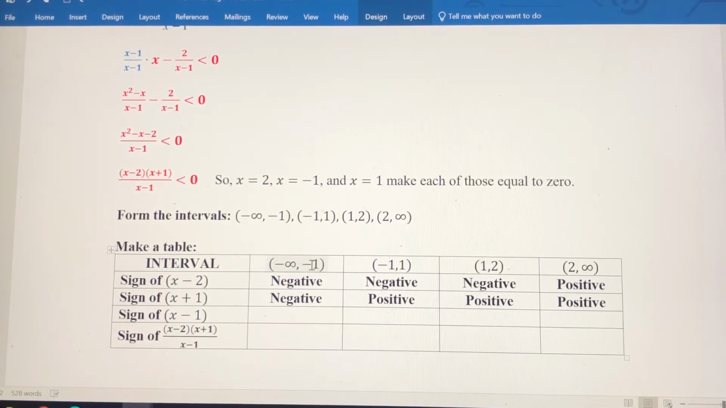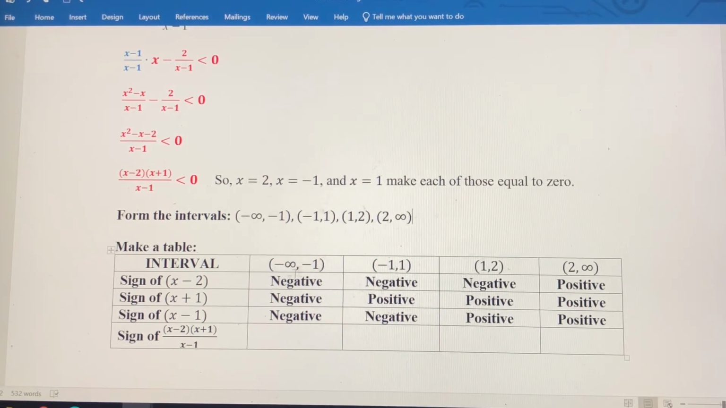All right, last one. In this interval, let's use -2. So -2 minus 1, that's going to be negative. Plug in 0 for this interval. 0 minus 1 is negative. Plug in 1.5 for this interval. 1.5 minus 1 is positive. And plug in 3 for this interval. 3 minus 1 is positive.